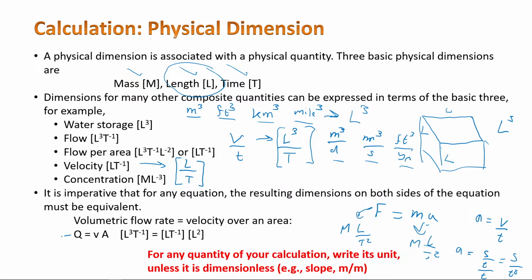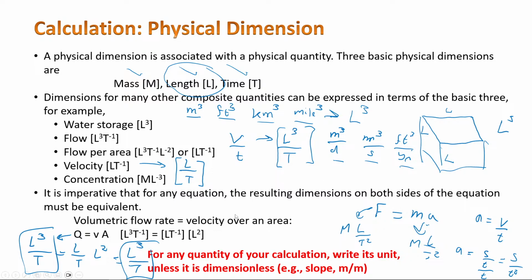Okay, so we know Q, this is volume over time. Volume is L cubed over time, equal to velocity, which is length over time, times area, which is L squared. So you get L cubed over time equals L cubed over time. Basically, for any equation you solve, you need to check the dimensions to make sure it is dimensionally consistent. That is how you will know.